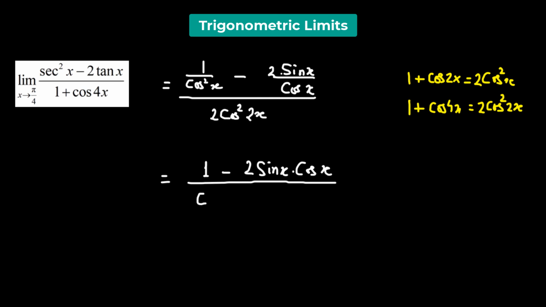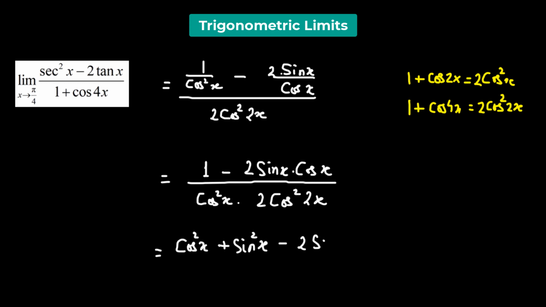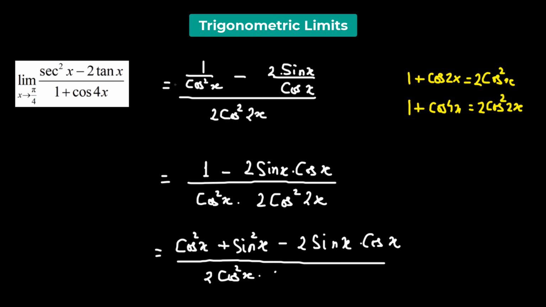So the cosine squared x comes to the denominator, so we have cosine squared x multiplied by 2 times cos squared 2x. Now we have the identity cos squared x plus sine squared x equals 1, so we have replaced the 1 in the numerator by the identity. So we have cos squared x plus sine squared x minus 2 sine x times cosine x, divided by 2 times cos squared x times cosine squared 2x.